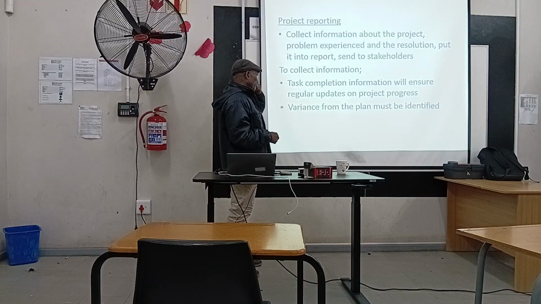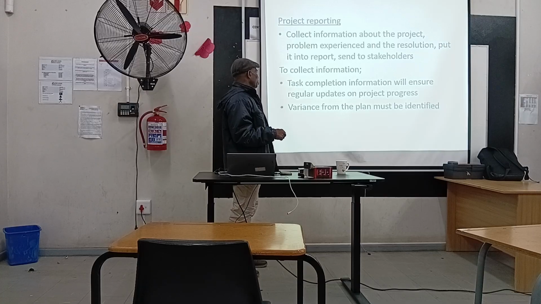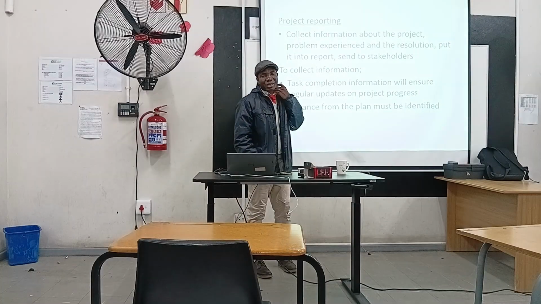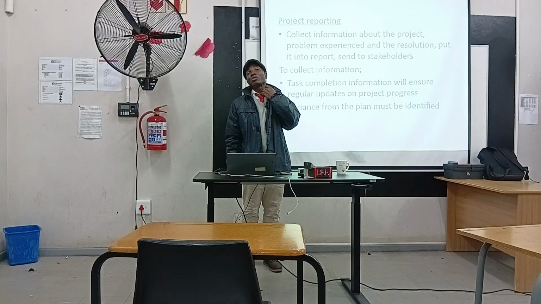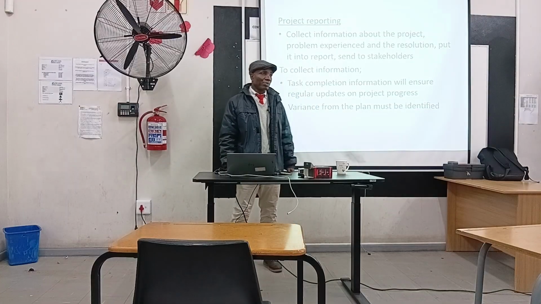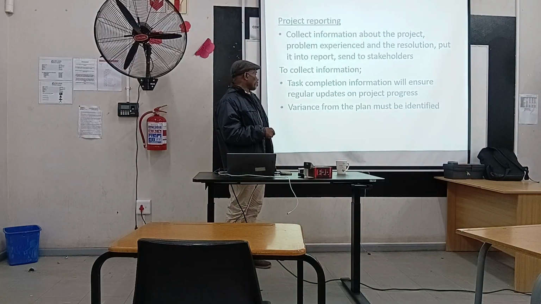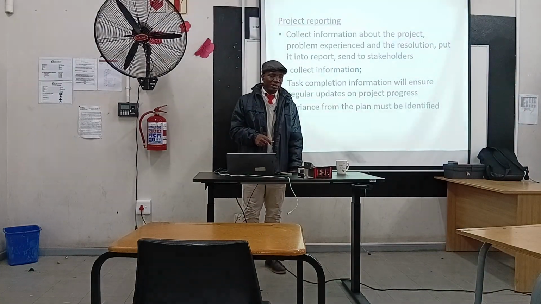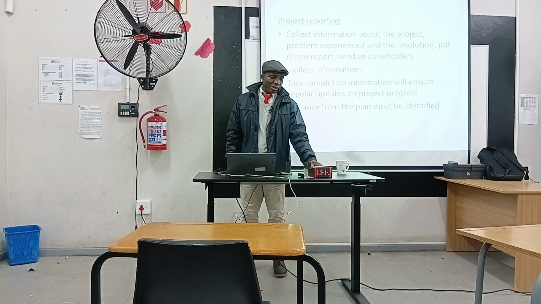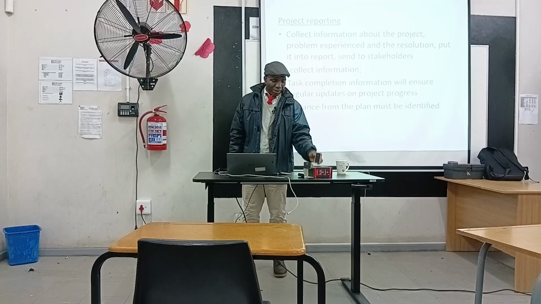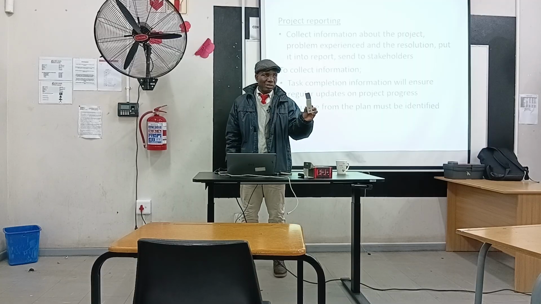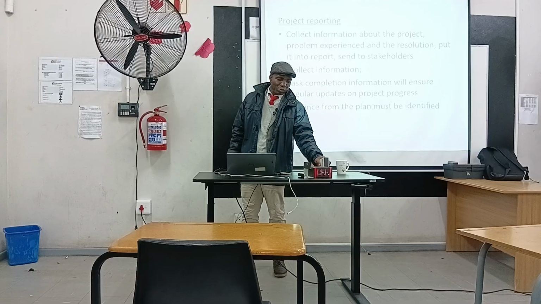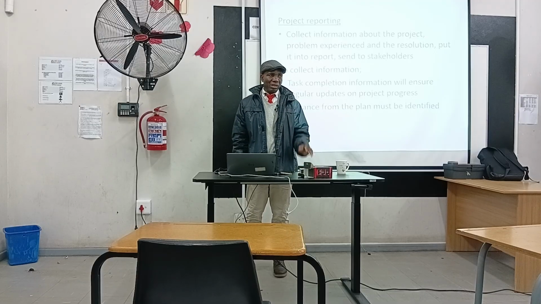So you need to collect information in terms of task completion information. Task completion information will ensure regular updates on the project progress, because when you are collecting information, it helps you to know about the progress of the project. And whatever variance has been identified must be reported. Variance is the same thing as deviation, variance from the planned work. Variance is the difference between the planned work and the actual work.